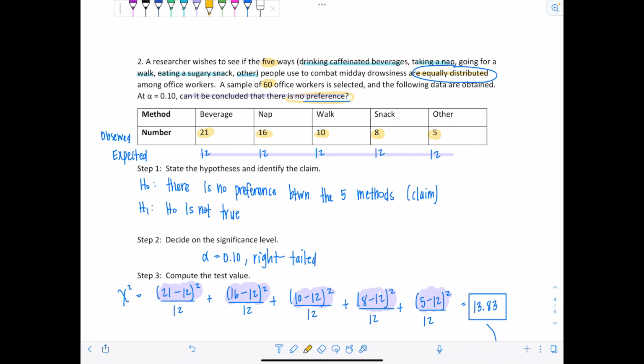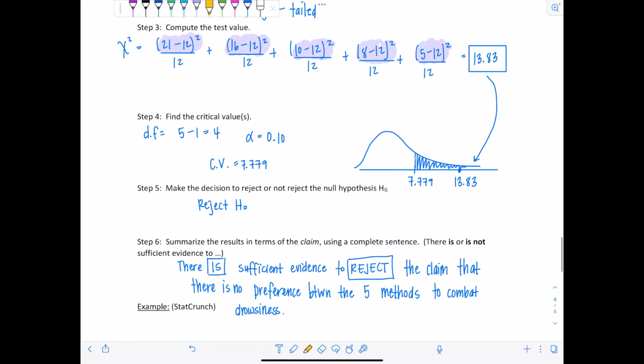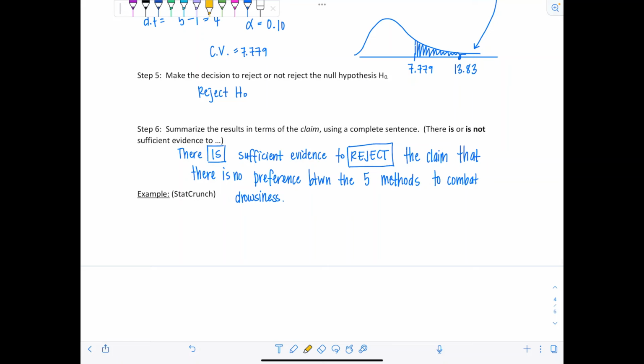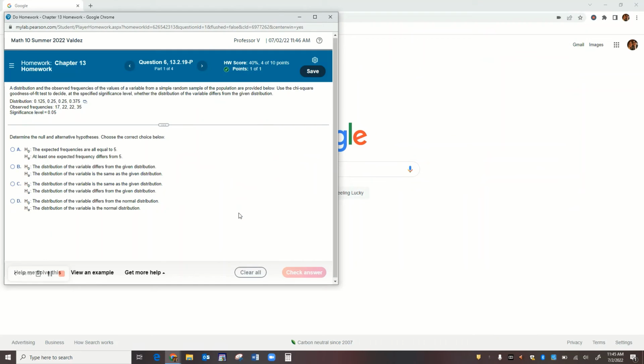All right, so enough of doing stuff by hand. Let's get into StatCrunch so you can see how to crank these out, and we'll get p-values this time too. Okay, so let's take a look at some of the homework from chapter 13. I'm going to start with this example here, question 6. A distribution and the observed frequencies of the values of a variable from a simple random sample of the population are provided below. Use the chi-square goodness of fit test to decide at the specified significance level whether the distribution of the variable differs from the given distribution.